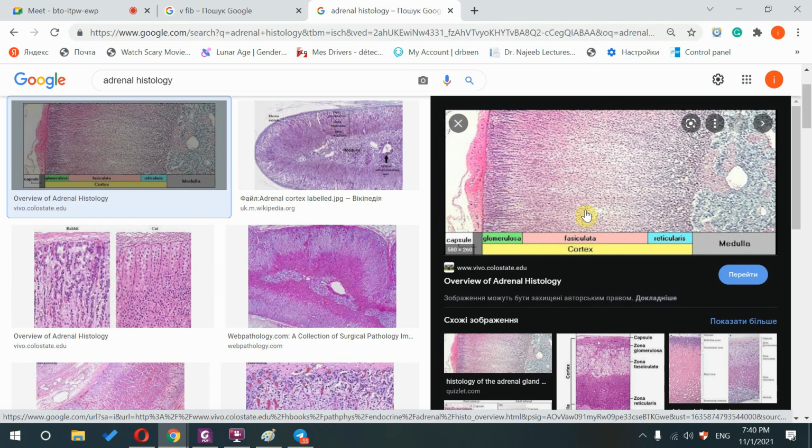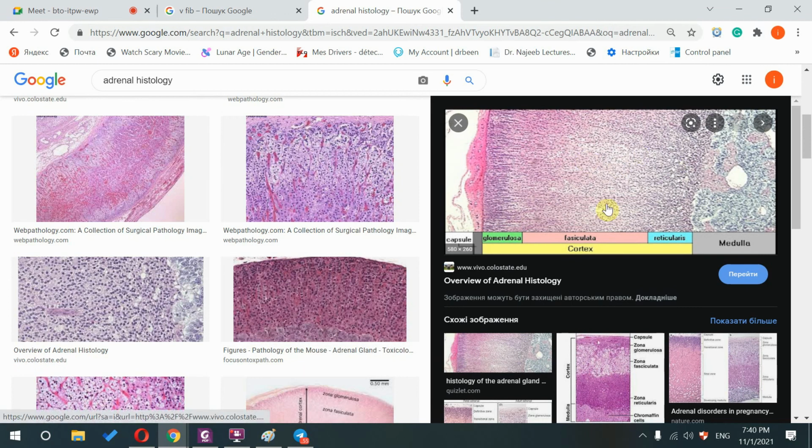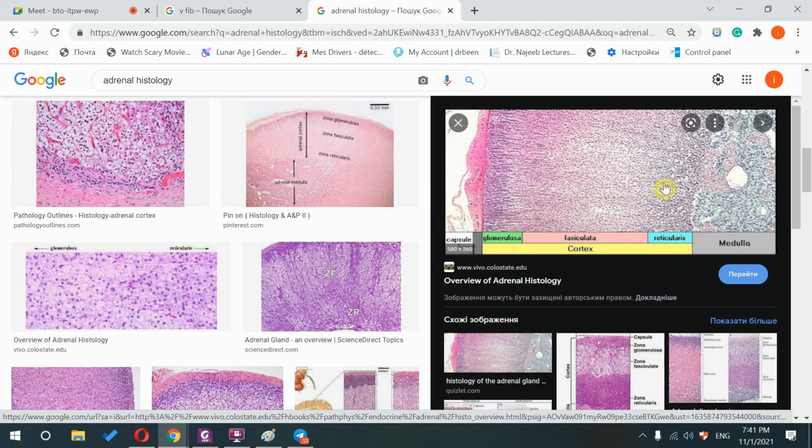The fasciculata looks like fascicles, which are like strings, okay guys, or ropes. It's just straight like this, if you can see it. And these are basically secreting the what? Fasciculata secretes the glycocorticosteroid, like cortisone, cortisol, all of these guys. Finally, the reticularis, which is the innermost portion, looks like a net. And it makes the sex hormones.